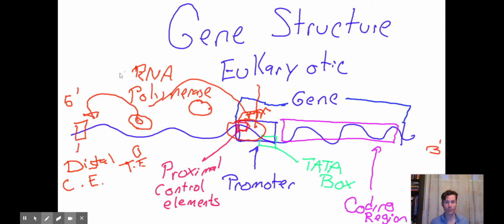Way upstream from the gene is the distal control elements that play a role in regulating whether or not this gene is on or off. Okay, so that's the gene structure for eukaryotic organisms.